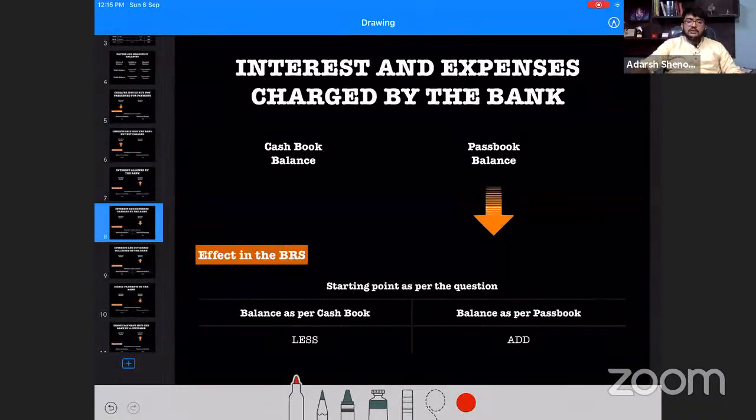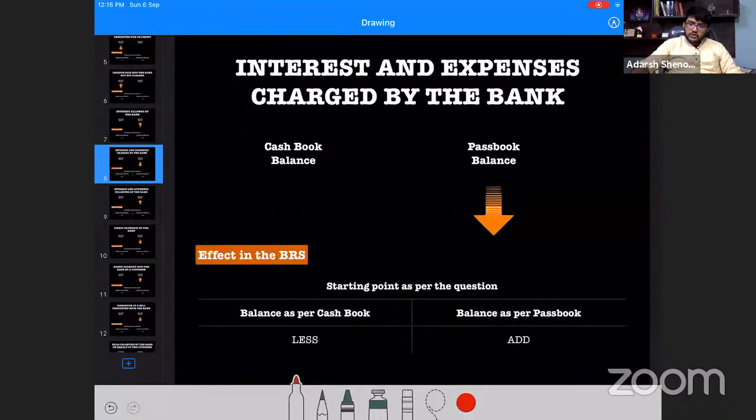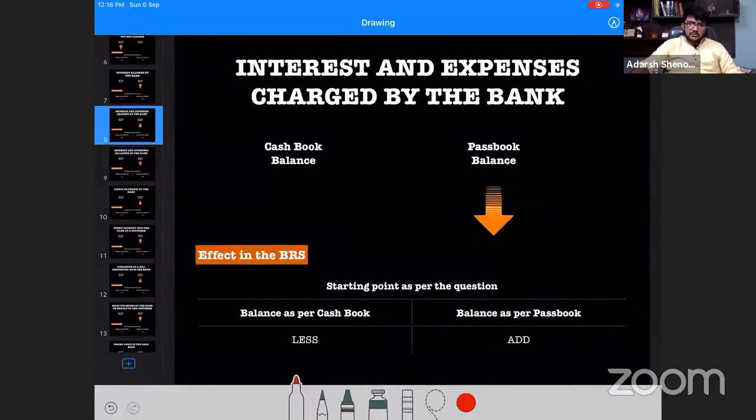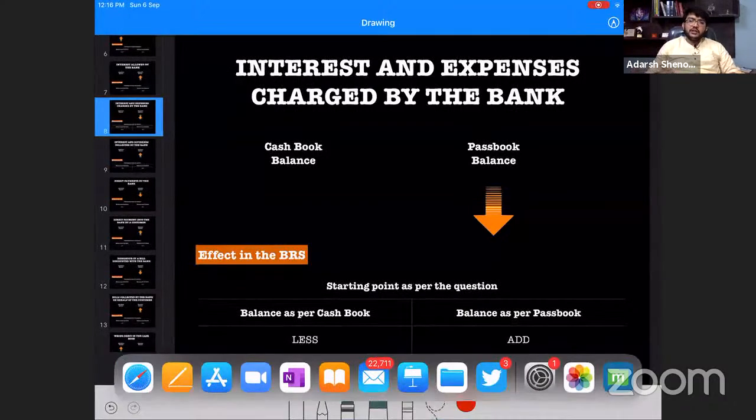Interest and expense charged by the bank. Should this be recorded in the amended cash book? Yes, this also should be recorded in the amended cash book. Can you tell me what is the entry for this?